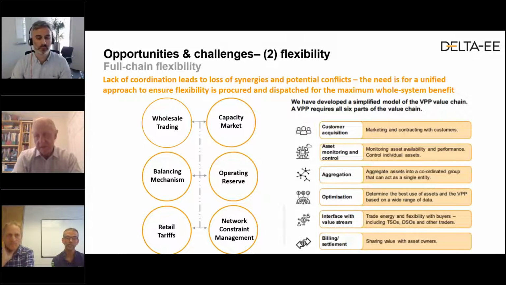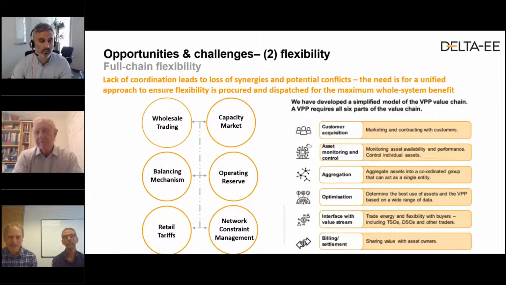John, I don't know if there's anything you'd like to add in terms of the VPP value chain. Yeah, I think there's different sources of flexibility. This value chain here applies to very distributed flexibility, often with assets on the customer side of the meter. And it's easy to talk about flexibility. It's hard to develop flexibility.